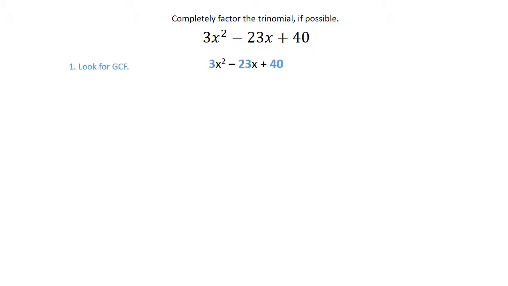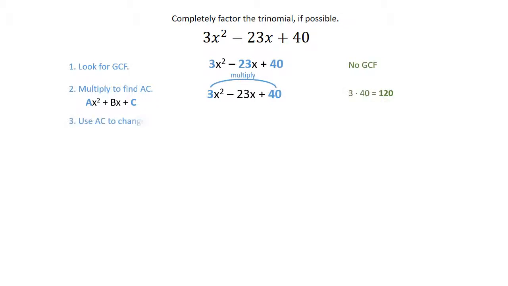And with 3, 23, and 40, that does not look like it's going to be an option, so we don't have a GCF in this problem. The next thing we're going to do is go ahead and jump in, multiply to find AC. Now AC comes from the standard form of this expression, which is ax squared plus bx plus c, and we'd like to multiply the a and the c together. So in this expression, we're talking about multiplying the 3 and the 40.